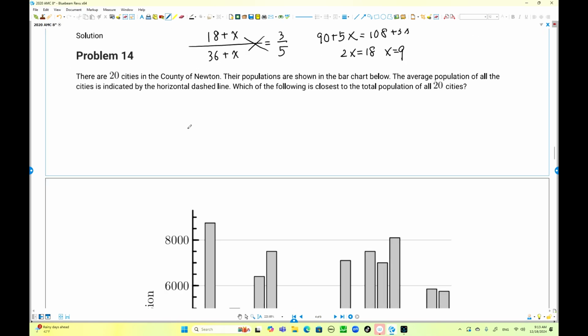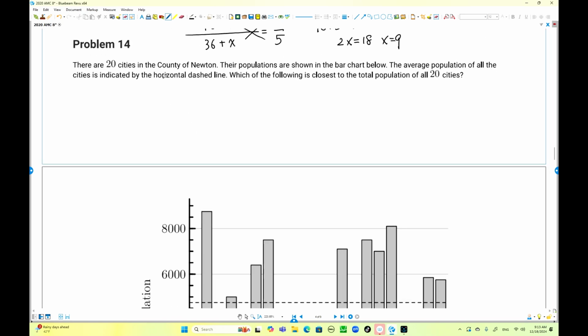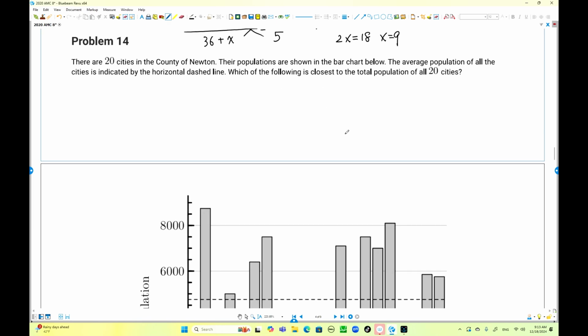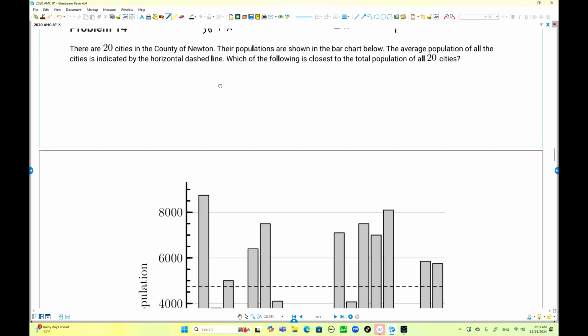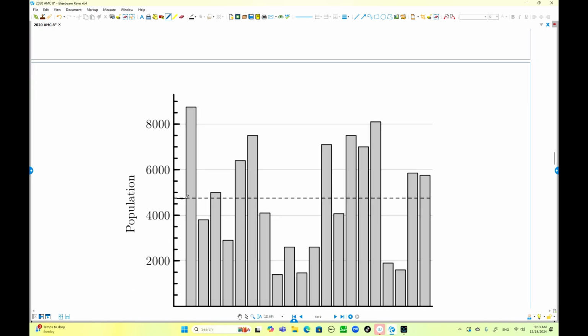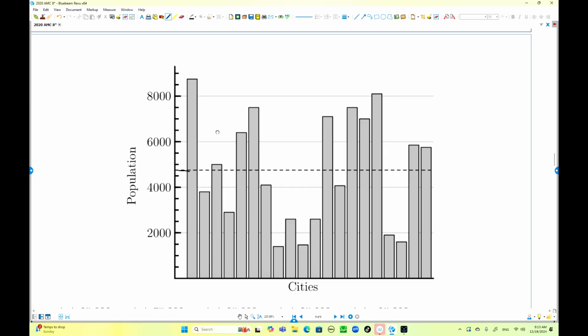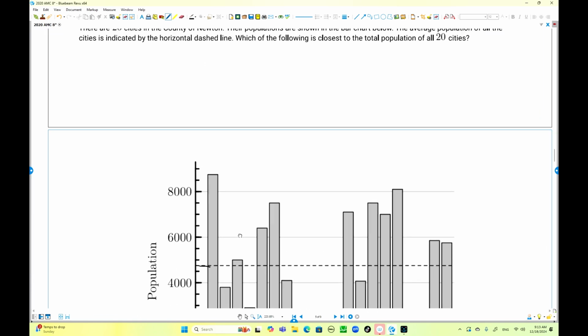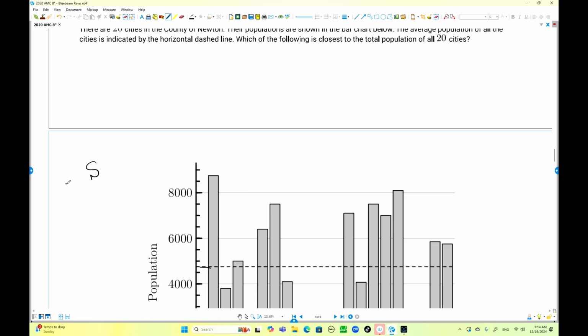Right, number 14. There are 20 cities in the county of Newton. Their populations are shown over here. The average population of the cities is indicated by the horizontal dashed line. That is the average, okay? You know what the average is, right? Total population over the number of cities, 20 cities, okay? That is the average population.